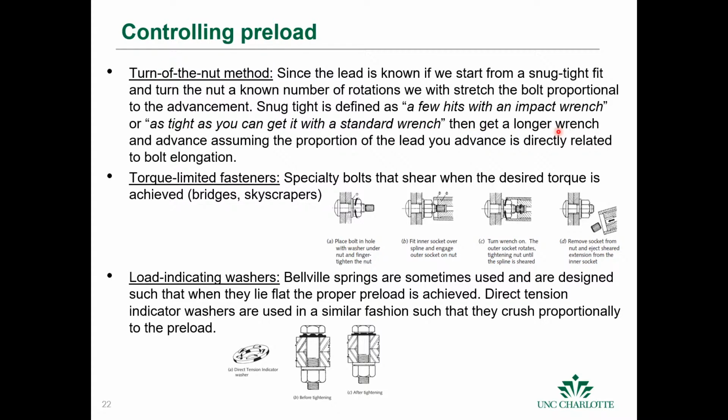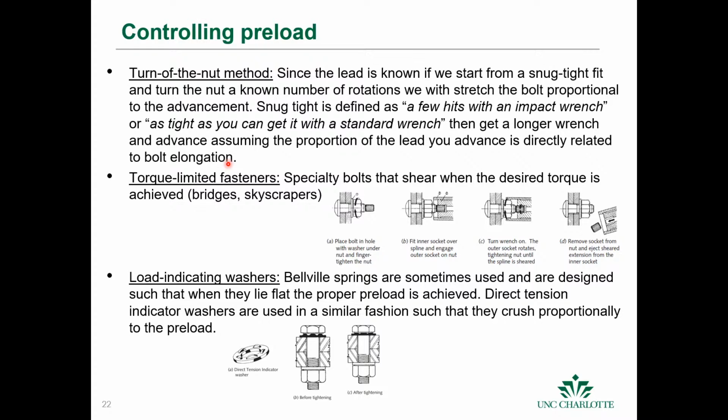Then you get a longer wrench, and you advance, assuming that the proportion of the lead you advance is directly related to the bolt elongation. If we know the lead of the bolt, and it's a single start thread, then if we rotate around one time, it's going to advance by that lead. So if you have a bolted joint and you get it super tight and then go around one time, you're going to stretch that bolt in proportion to that.